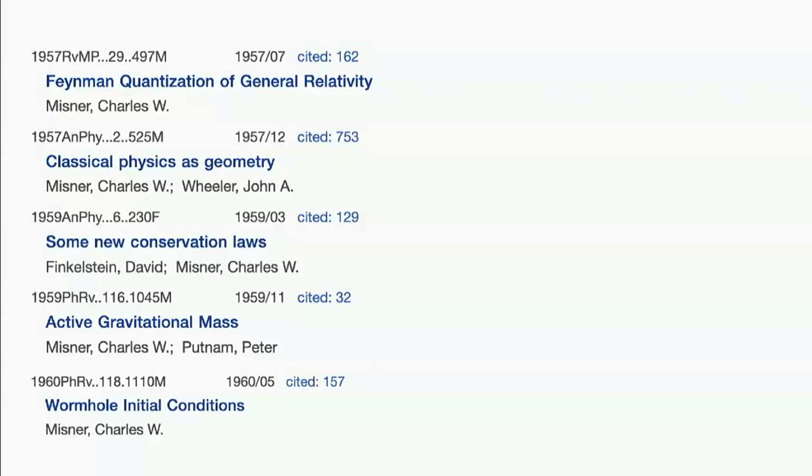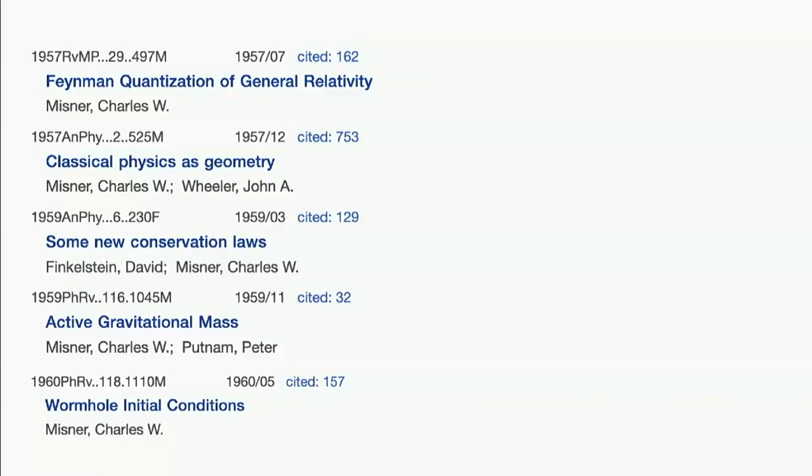Then, of course, there's the very well-known work with John Wheeler on the geometrical description of empty space-time as an interesting structure. They called it geometrodynamics. And Charlie went on to develop that as well.